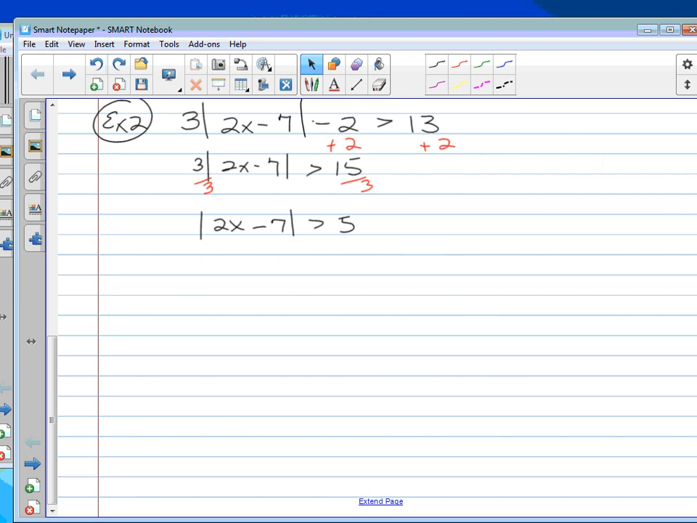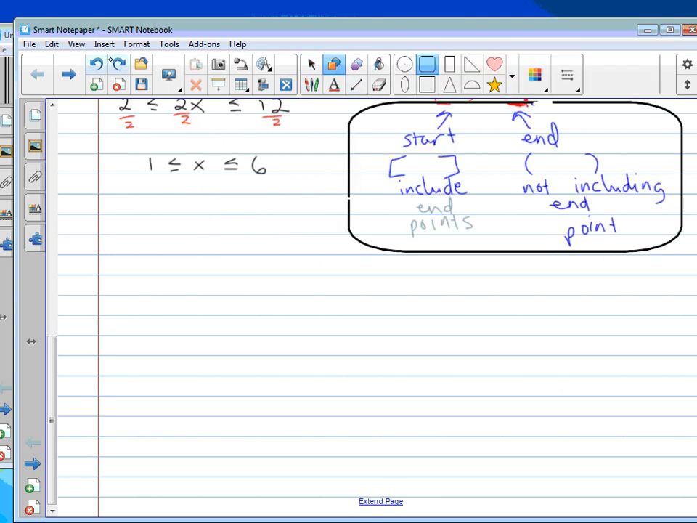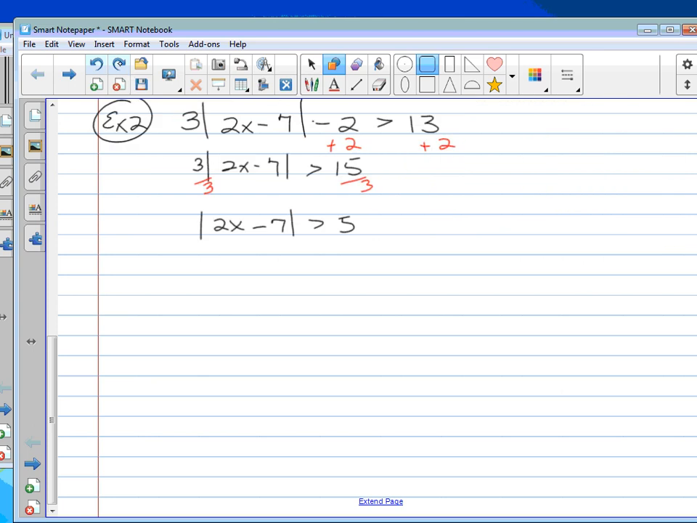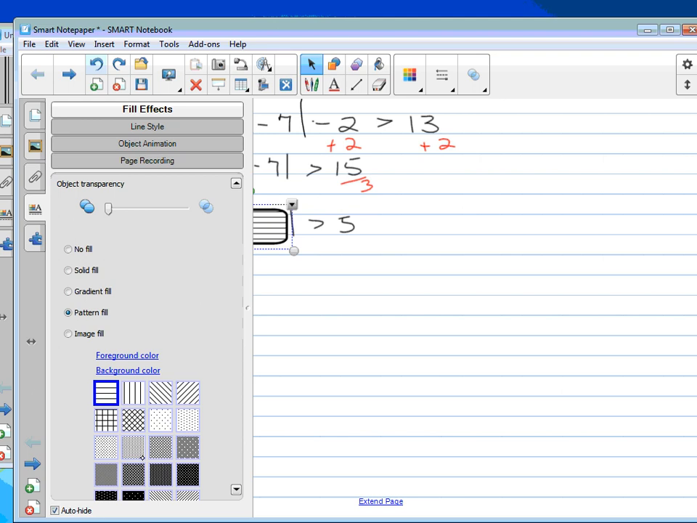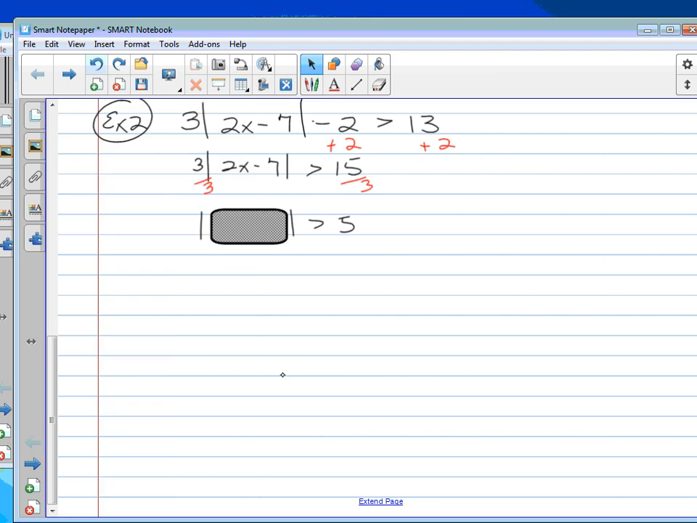So here's the deal. We already know what this answer should look like. Let me break out my mystery box. I should have done this last time. Let's do a pattern fill. There we go. Mystery box. We know what's behind the mystery box. It's got to either be greater than 5 or less than negative 5.